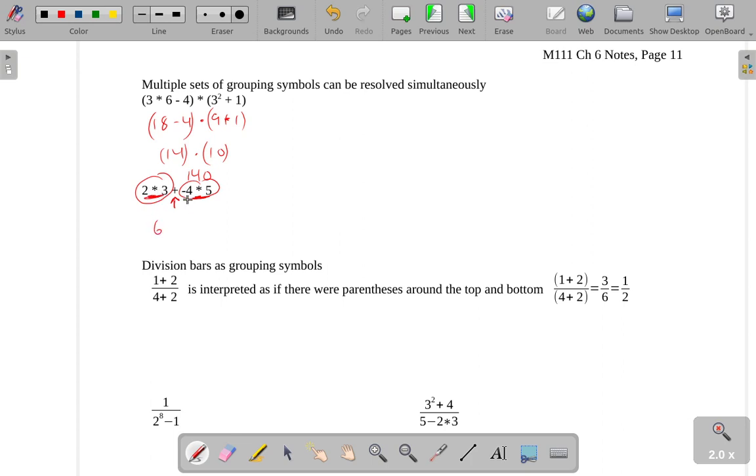So 2 times 3 is 6, negative 4 times 5 is negative 20, and I'm just adding the two of those things. So 6 plus negative 20, well, I'm adding a positive and a negative number, so I'll do 20 minus 6, which is 14, but of course it needs to be negative because the 20 was negative.